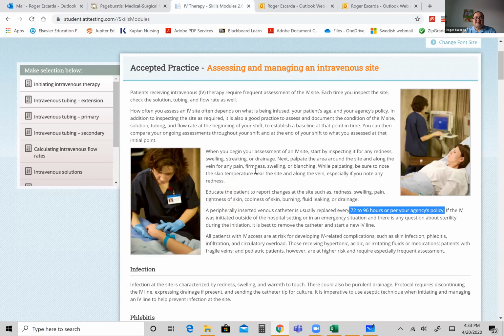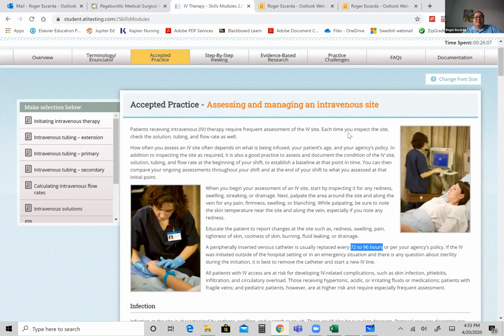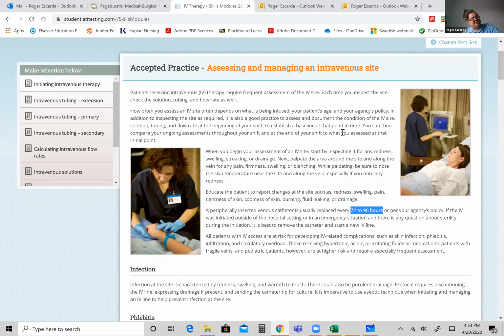Okay, are we back? Yes. Okay, all right. So where were we? How long can IV access stay? They can stay 72 to 96 hours. Again, 96 hours, especially if you have a stat lock. Stat locks are IV access stabilizing devices.